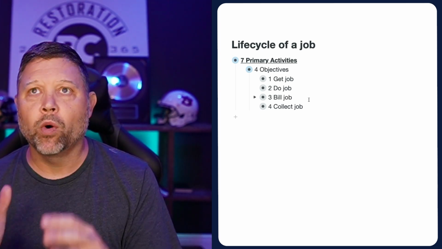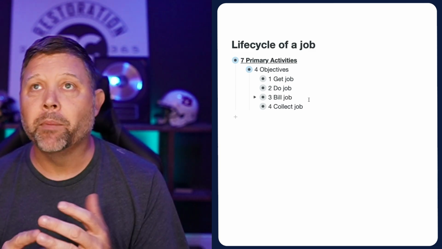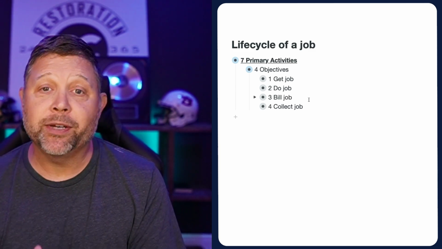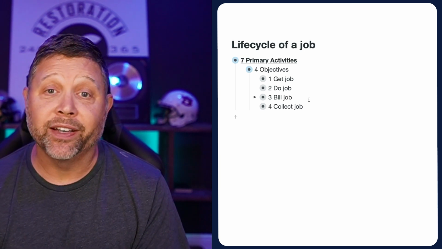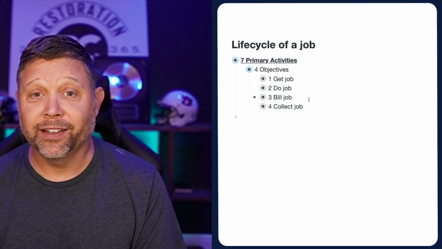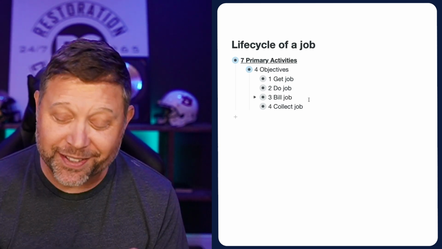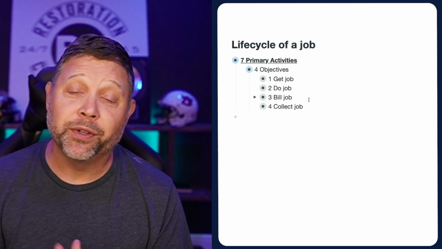We always want to be thorough in what we do with our restoration projects, right? But that being said, sometimes you can't be as thorough on some jobs as you can on others. If you're in the middle of a CAT event, and you'll know this if you've ever been through one, all hell's breaking loose and you're doing just the basic stuff you can do to get the job, do the job, bill it, and collect it. And that's why I reduced it down like this.